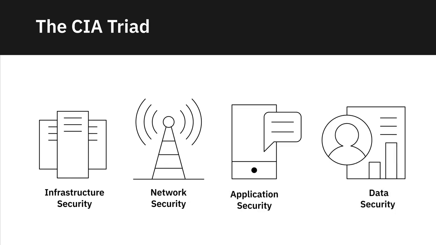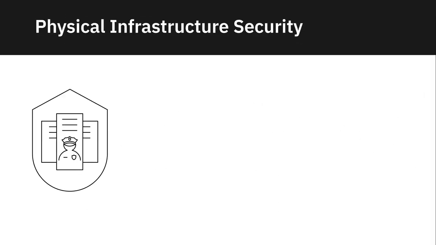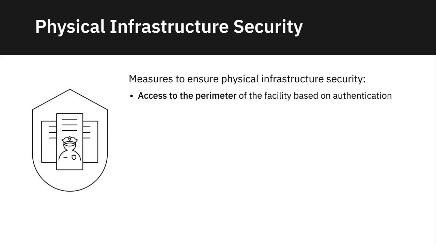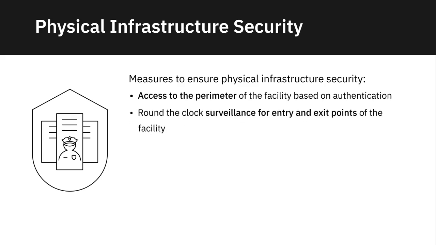Now we'll look at the four different facets or levels of security. The first level is physical infrastructure security. A key component of security for an IT system is the security of the physical infrastructure and facilities that house the system. In the case of cloud computing, this extends to the cloud service provider's infrastructure and facilities. Here are some of the measures that are taken to ensure physical infrastructure security. Access to the perimeter of the facility based on authentication and round-the-clock surveillance for entry and exit points.